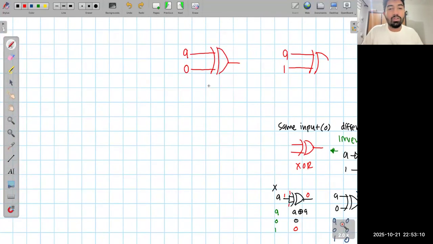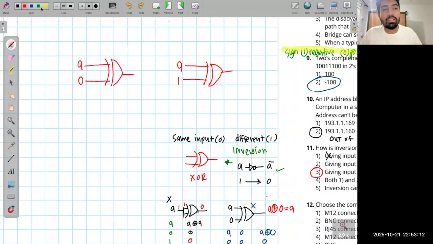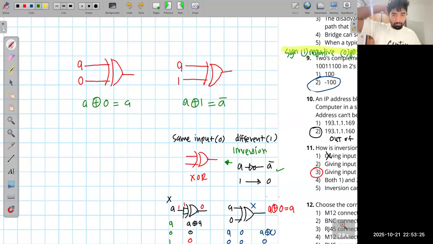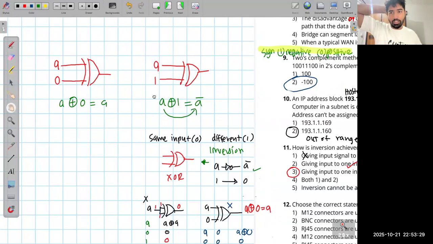Okay, now put a truth table for this. If you put a truth table, you will get that A XOR 0 will give you A, and A XOR 1 will give you A bar. So this only will give you the opposite. A good question.